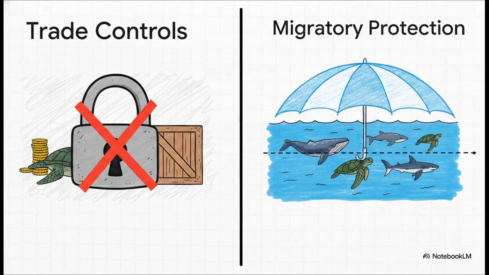If you can't legally sell it, the incentive to hunt it drops dramatically. Meanwhile, the 1979 Convention on Migratory Species, which is commonly known as the Bond Convention, uniquely protects migratory marine life, like whales, sea turtles, and certain sharks, across their entire migratory range. It flat out refuses to let protection stop just because an animal happened to swim into a different country's waters.